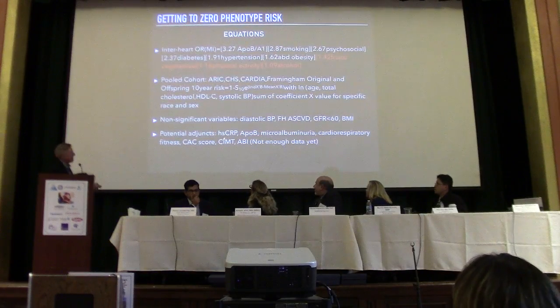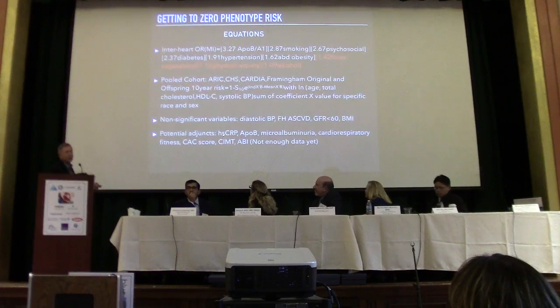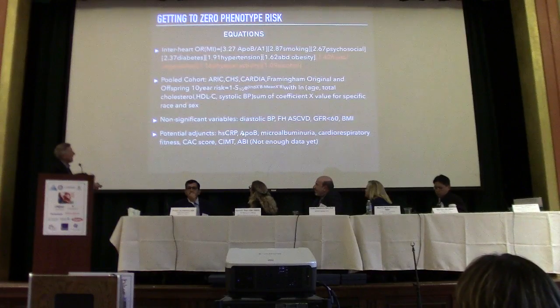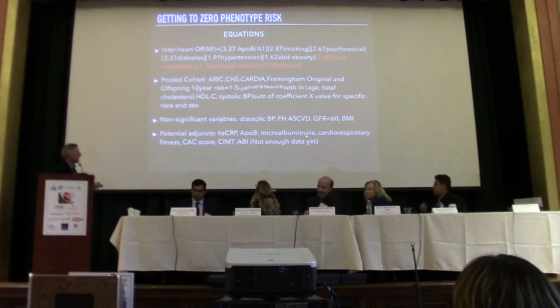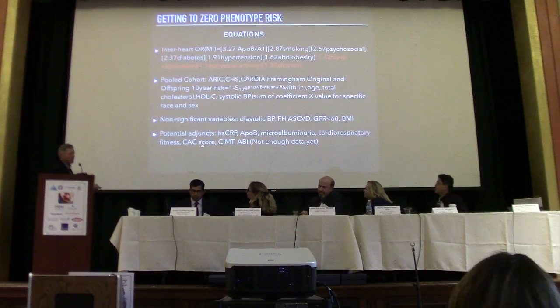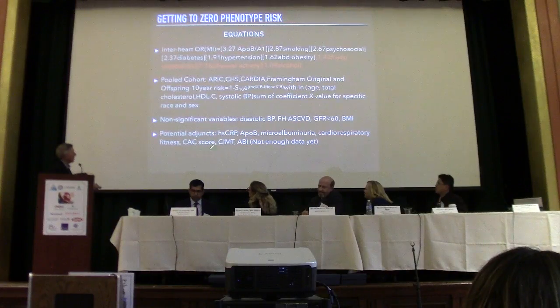Some data suggests that an elevated HS-CRP will double your risk of having an event. That is an HS-CRP above 2 or 3 in Ridker's studies. ApoB may also be a risk factor, as may microalbuminuria, cardiorespiratory fitness, and coronary artery calcium score. Elevated coronary artery calcium score will increase your risk 2 to 5-fold in the population.